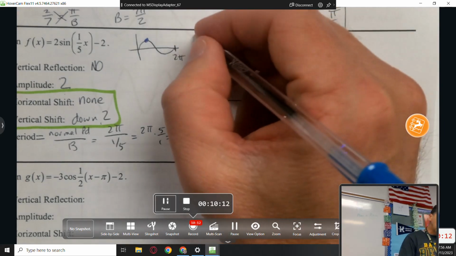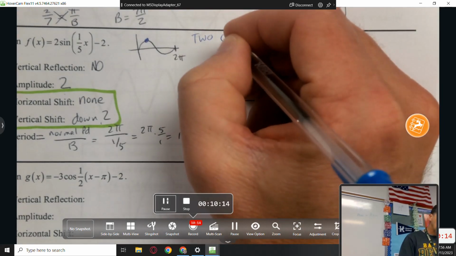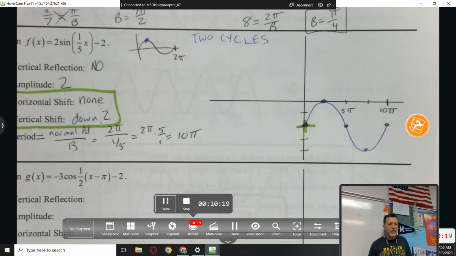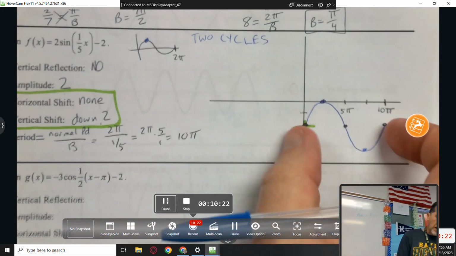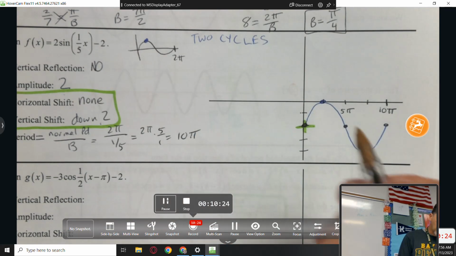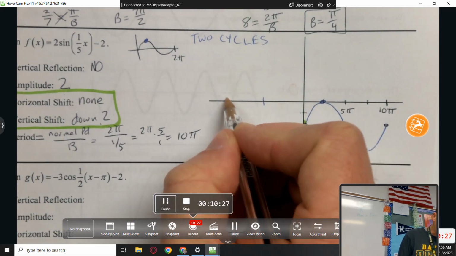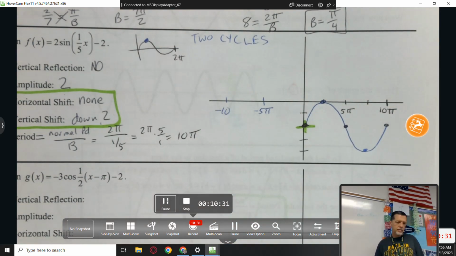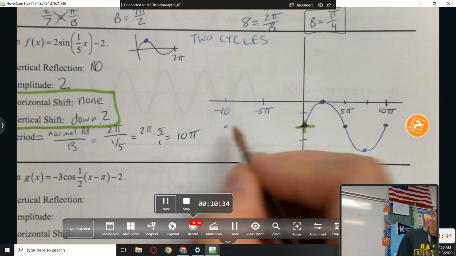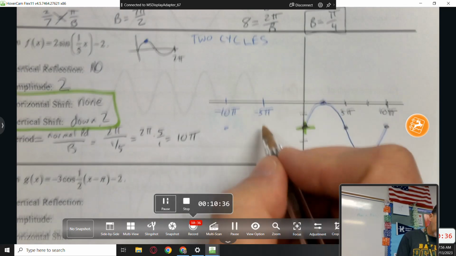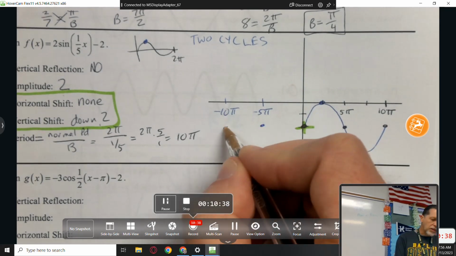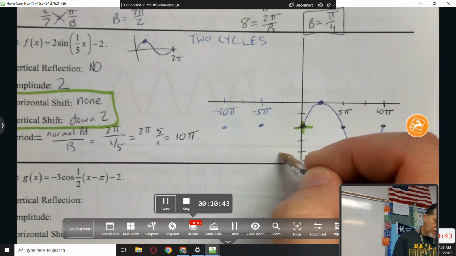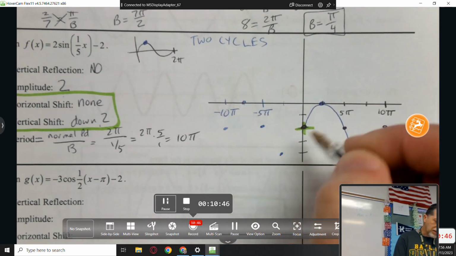Usually we want to see 2 cycles. So I want to extend that back. I guess you could extend it forward, but then I'm out of paper. So let's extend it back. I'm going to copy that back 1, and try to keep my spacing the same so my graph doesn't look funny. So I'll need to go back to negative 10 pi. Negative 5 pi will be a 0. And then the halfway points are mins and maxes, depending on where we're at.